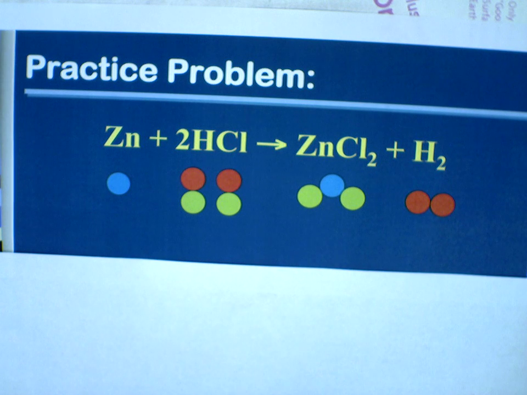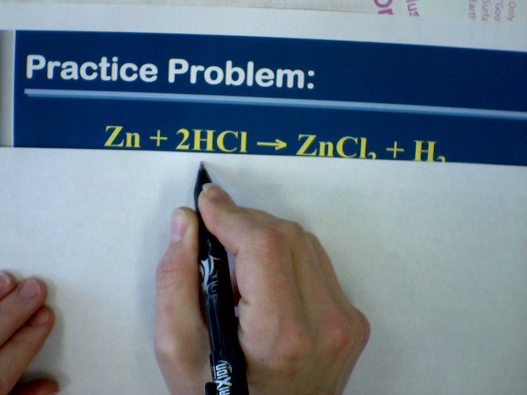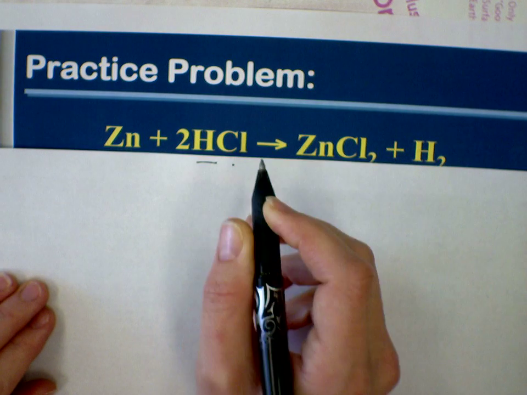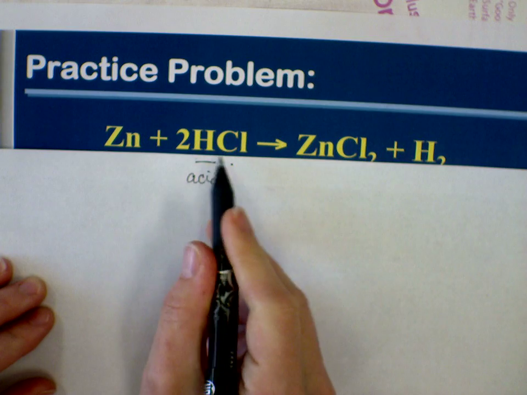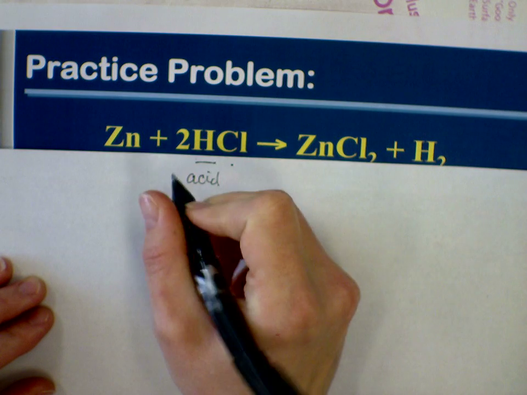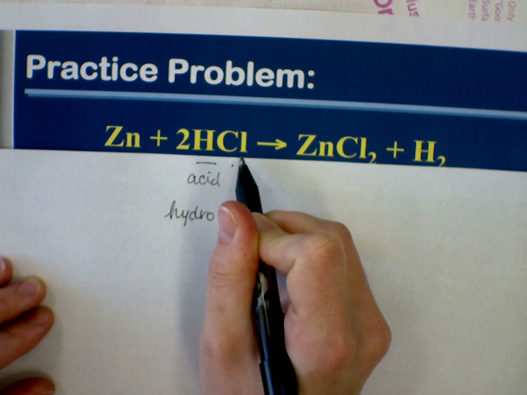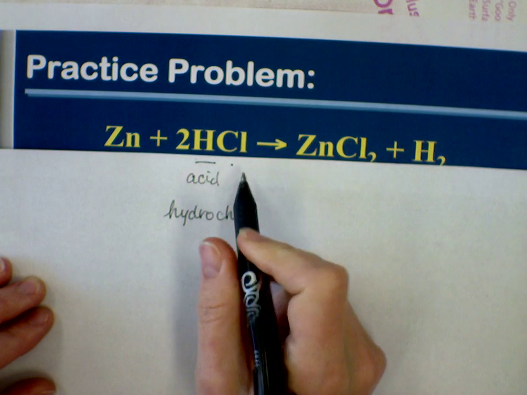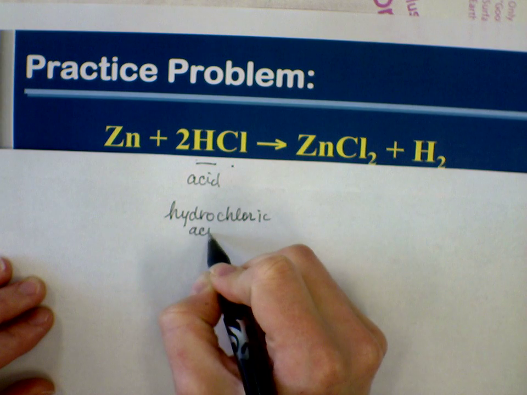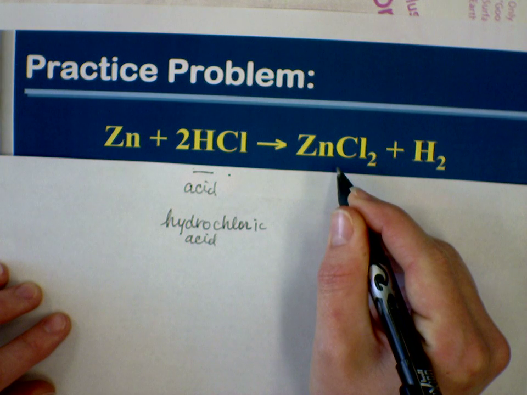Okay. Regarding naming of these compounds, I want to make sure that we are very clear on this naming business. This HCl, since it starts with an H and 1 other element, it's an acid. Okay, and that acid, since it's just 2 elements, is going to have the hydro prefix. So I'm going to put hydro. The chlorine makes the stem chlor, and it should end with ic, acid. Okay. Try naming this one. Pause your video so you can name it.